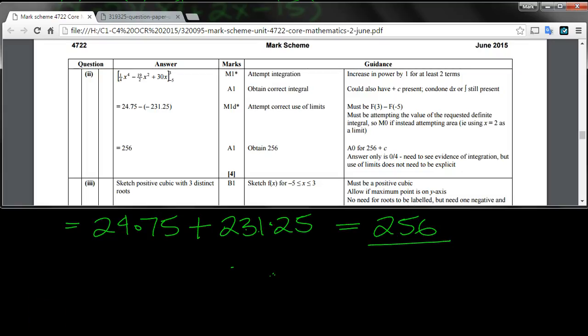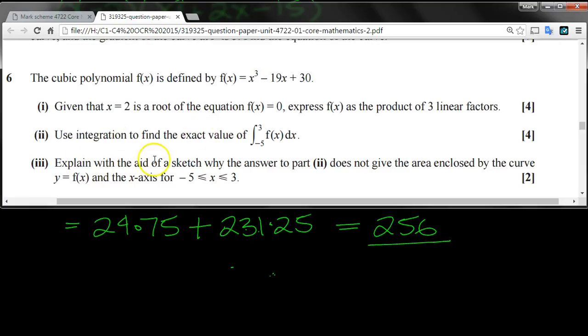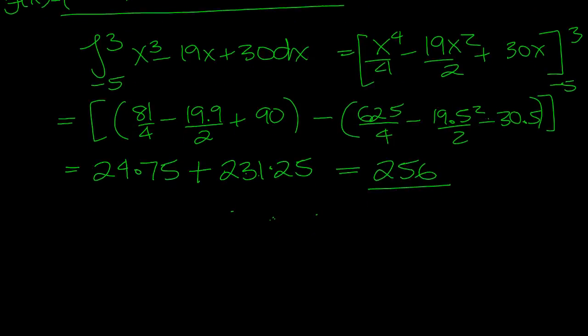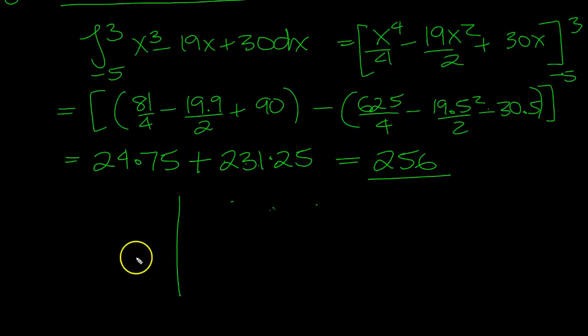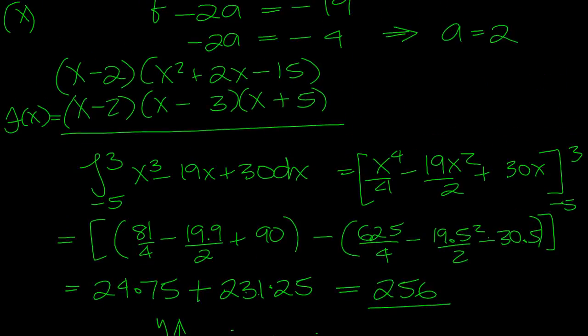So let's go back to the question paper. Okay, so we've done part 2. Explain with the aid of a sketch why the answer of part 2 does not give the area enclosed by the curve y equals f(x) and the x-axis for minus 5 to 3. Okay, so let's just do it. I'm going to do it by hand. I know it's a digital pen, so I haven't got a ruler as such in the traditional sense.